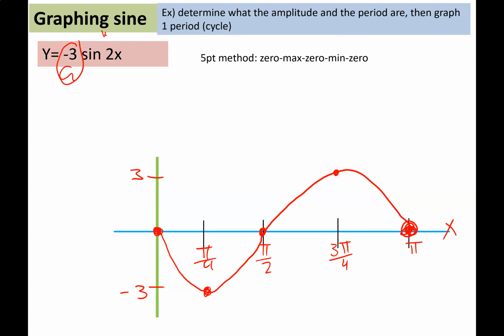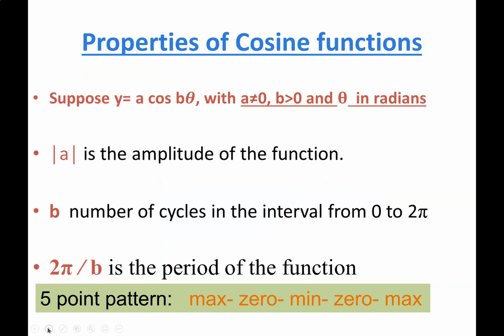Okay, now let's continue. All right, properties of cosine. You technically have it already from a couple slides ago. So the only thing you should really copy now would be the 5-point method, which is going to be a little different in comparison to sine. So now it'll be max, 0, min, 0, max. Make sure you have that part, all right? Again, the other part you should have had already. Hopefully you do. All right, let's go ahead and do one.